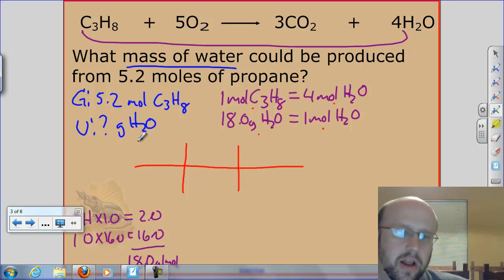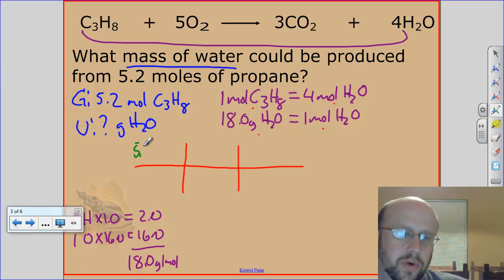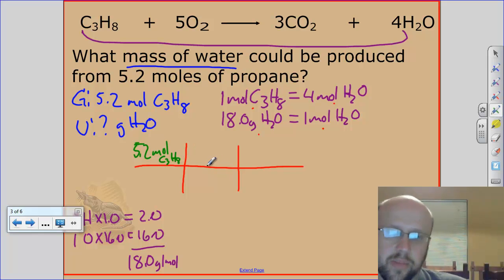Okay, so I've got 5.2 moles, that's a 5 by the way, of propane. And again, you have to label these things. If you don't label them, you're going to mess them up. I promise at some point you're going to mess up bad. So if that's moles of propane, then remember that whatever's in the given box is what I want to cancel first. So 1 mole of propane.